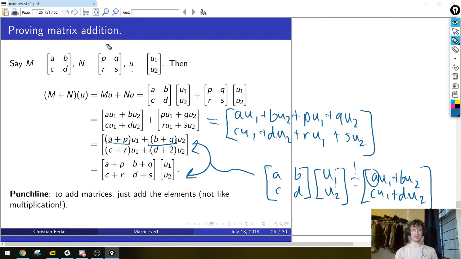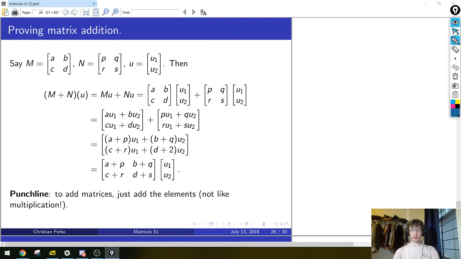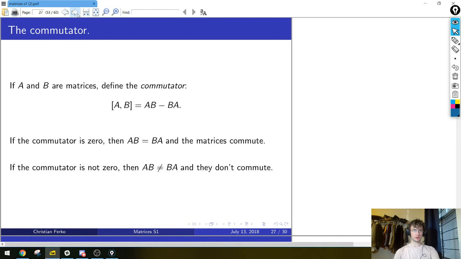So, other thoughts on matrix addition before the last topic of commutators? Nope. I have no questions. Okay, good. Last thing, and then I will leave you be.